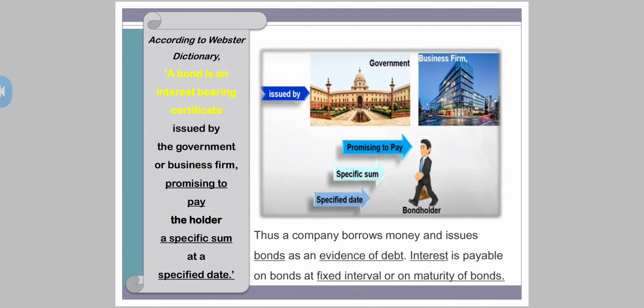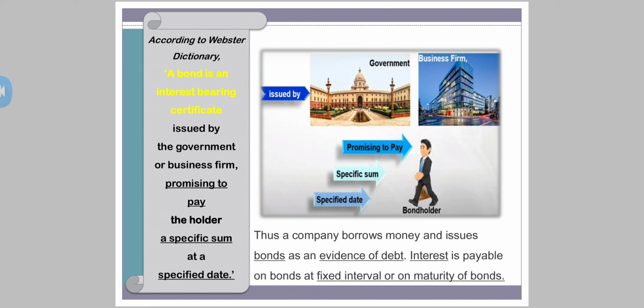Now coming to the definition, according to Webster's dictionary, a bond is an interest bearing certificate. What is bond? When you invest in the bond, the company gives you a certificate. That certificate is nothing but an interest bearing certificate. If you show the certificate, you will be getting the interest. A bond is an interest bearing certificate issued by the government or business firm. Now who can issue bonds?